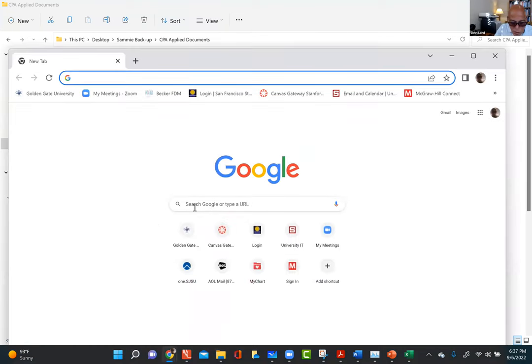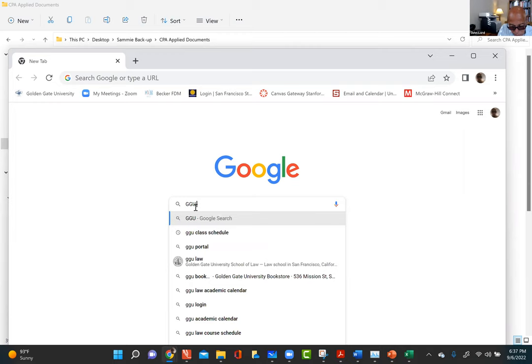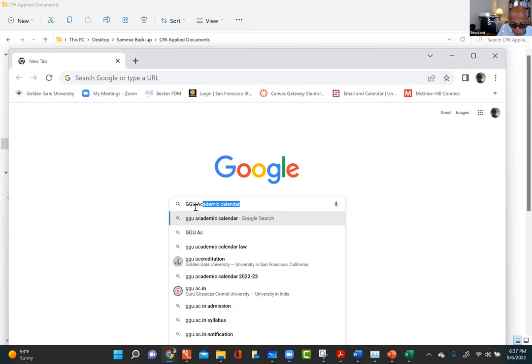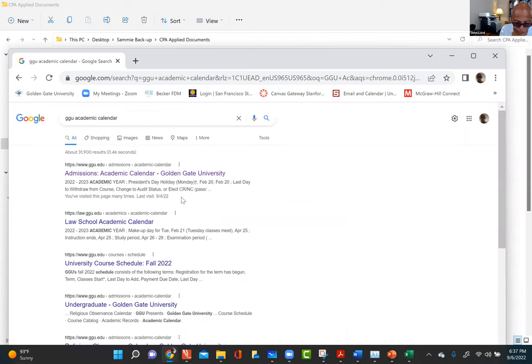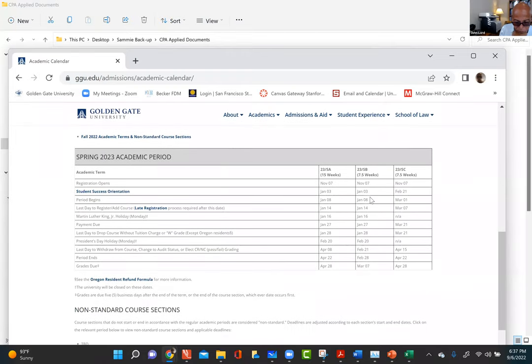So what I'm going to do is search on EGU academic calendar. Okay, and I'm going to go to spring. The period begins January 8th. Now, January 8th of 2023 is probably a Sunday. January 8th of 2023 is a Sunday, right?